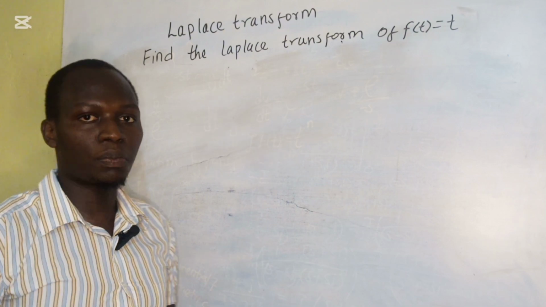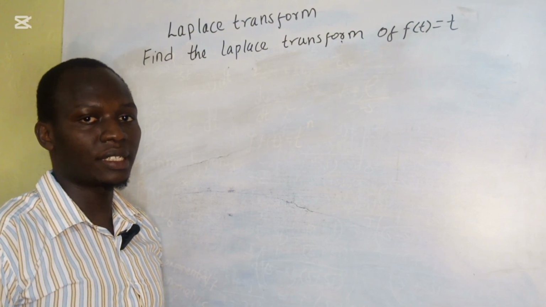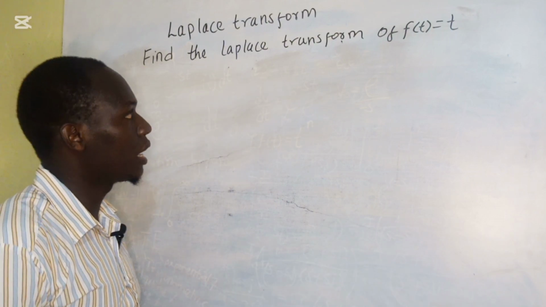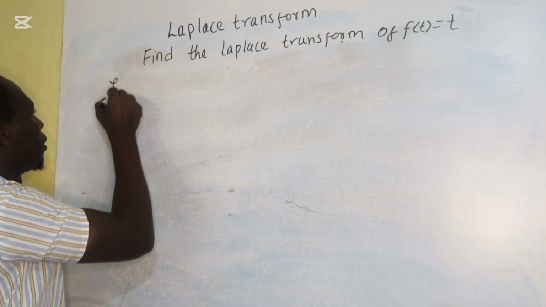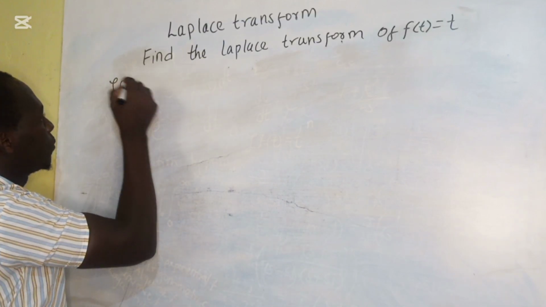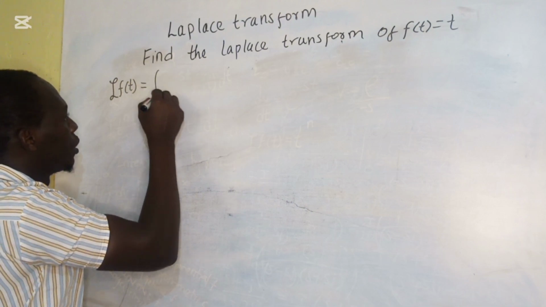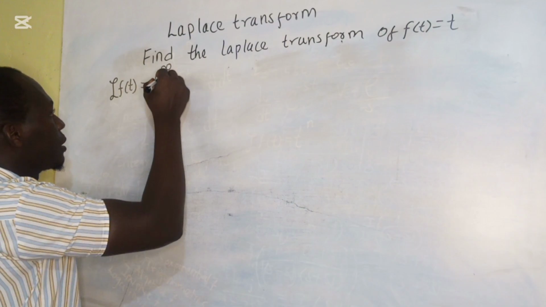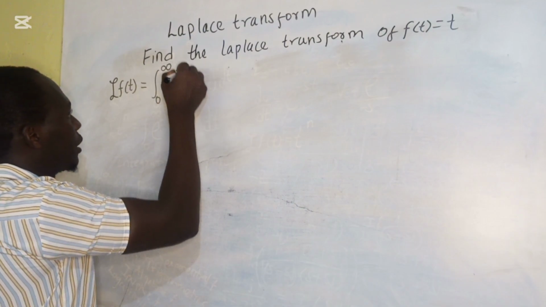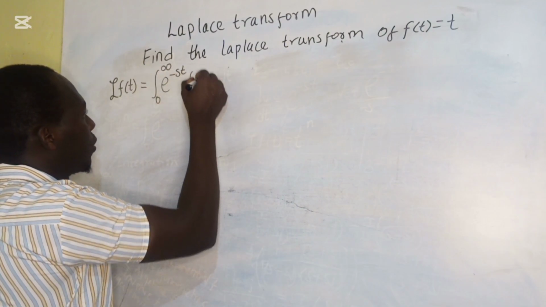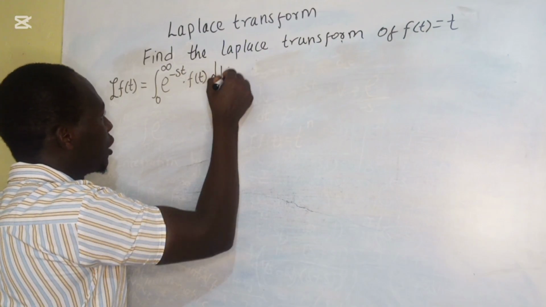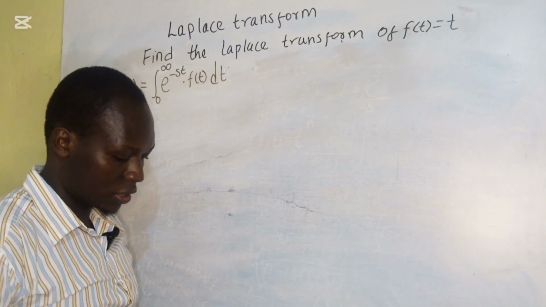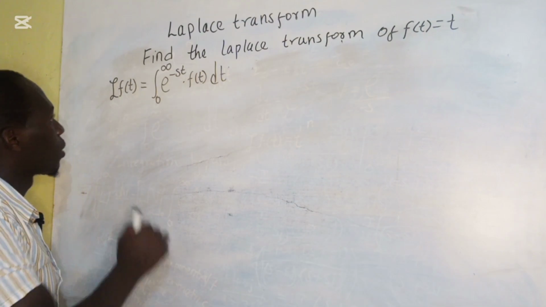And when it comes to the first principle, the first thing that you need to understand is the first principle formula. As we know, the Laplace transform of our function f of t is equals to the integration with respect to our limits of exponential negative st multiplied by our function f of t, and our integration is with respect to dt.